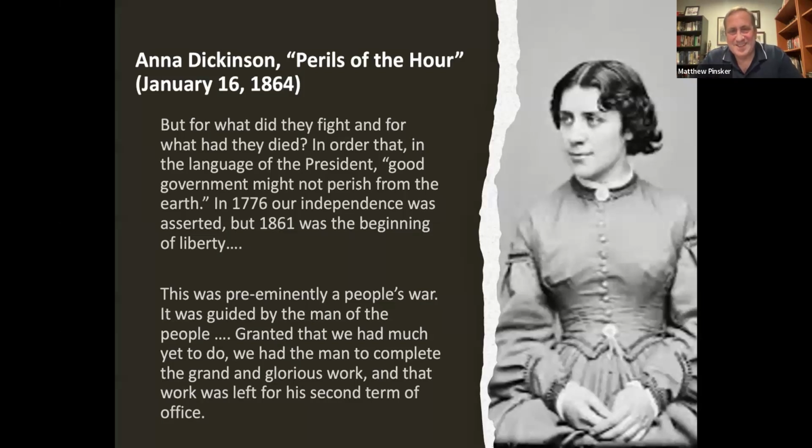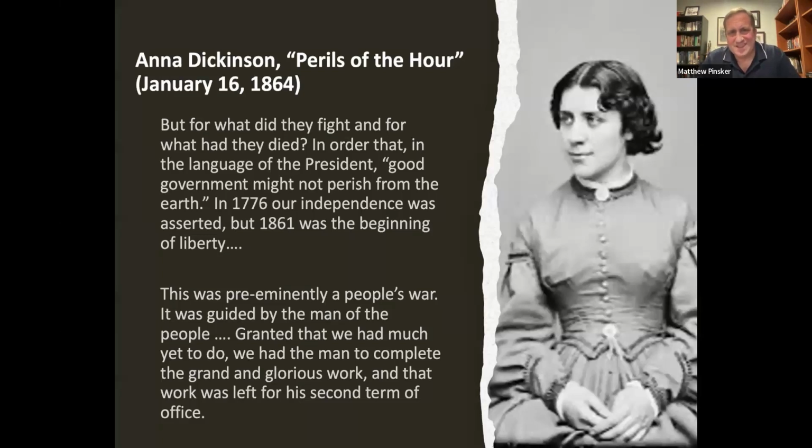Now you'll notice the Gettysburg Address hasn't become the sacred creed yet. She's misunderstanding, misremembering the phrase government of the people, by the people, for the people, and paraphrasing it as good government. In 1976, our independence was asserted, but 1861 was the beginning of liberty. Her point was that the war was about ending slavery. Same point as Douglas's, the point that Lincoln doesn't make clear enough in their view in the Gettysburg Address.